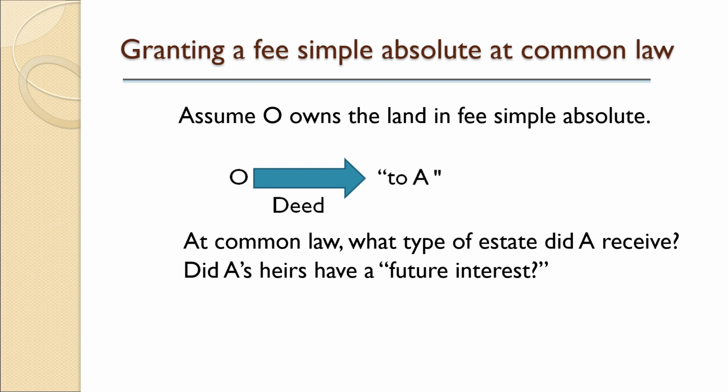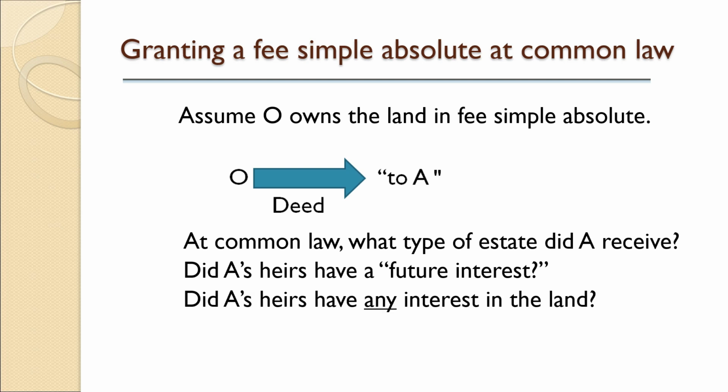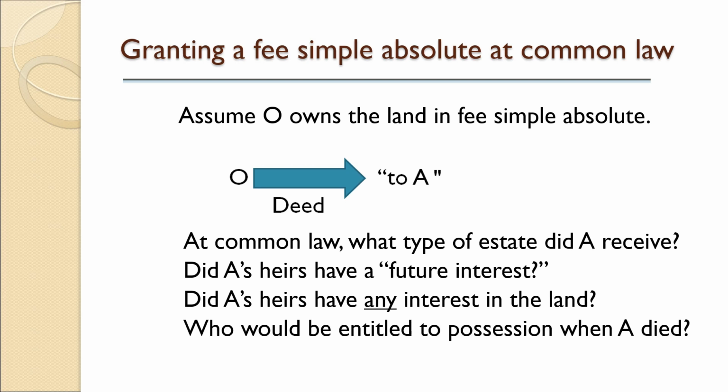Now, if A only got a life estate because some words were missing here, what about A's heirs? Did they have a future interest in the property? No, they didn't. Did they have any interest at all in the property? No, they didn't. The only interests that exist in this situation are the life estate in A, and when A dies, what will happen to the property? The answer is because it hasn't been further disposed of, possession of the property will go back to O. So we say that O, during A's lifetime, has a future interest in the property.